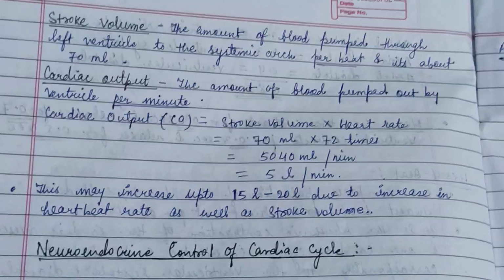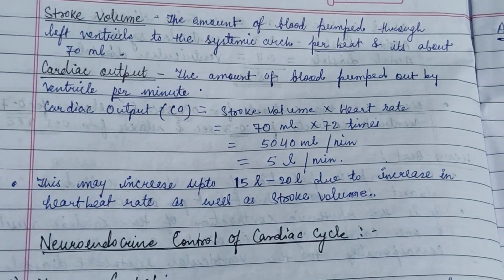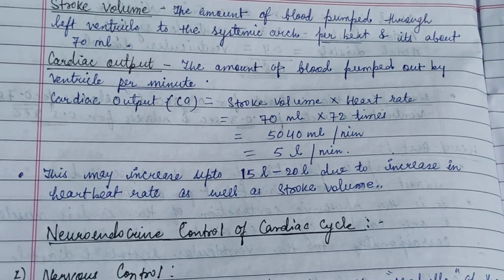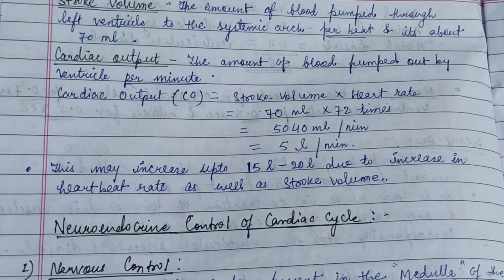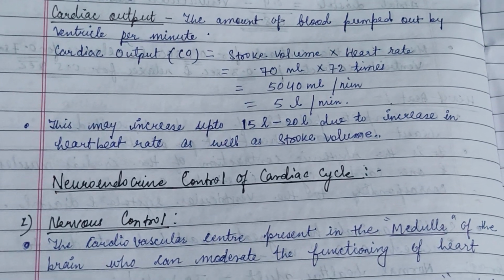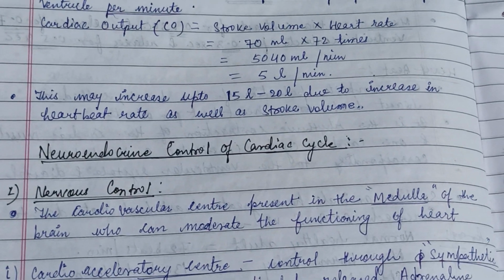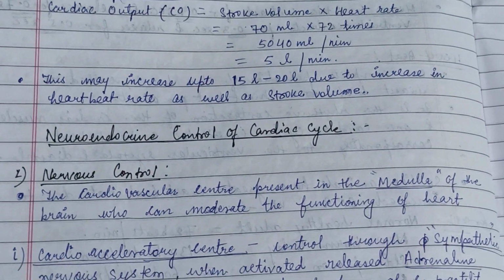And the disorders are tachycardia, which is caused by an increased heartbeat, while bradycardia is caused by a decreased heartbeat. So there is a term, stroke volume, the amount of blood pumped by the left ventricle to the systemic circulation per beat, and it's about 70 ml. While cardiac output is the amount of blood pumped out by the ventricle per minute. So cardiac output is stroke volume times heartbeat, and is equal to 5 liters per minute.